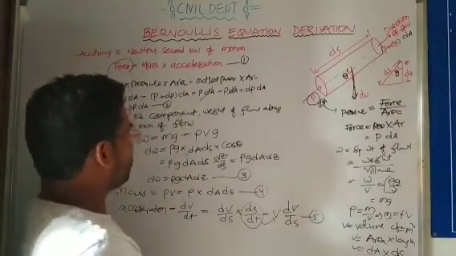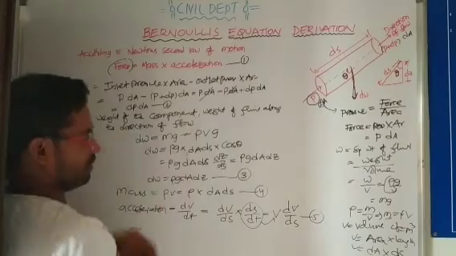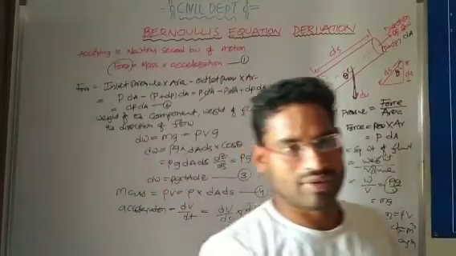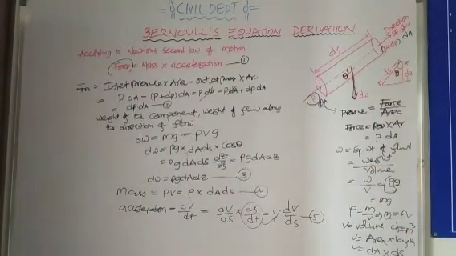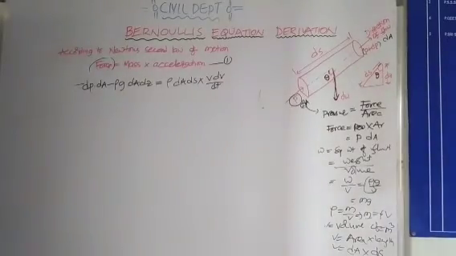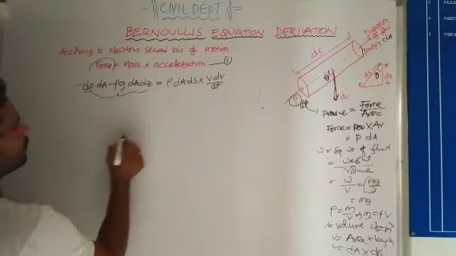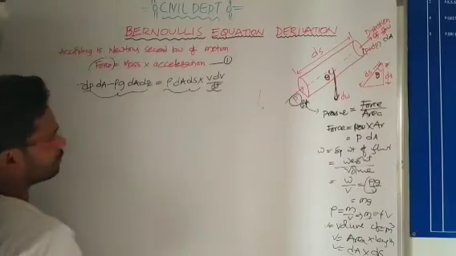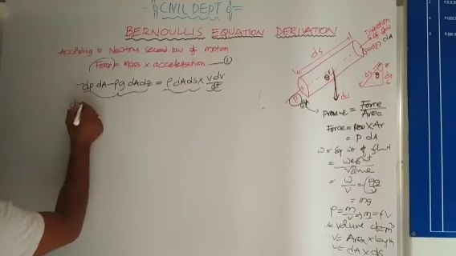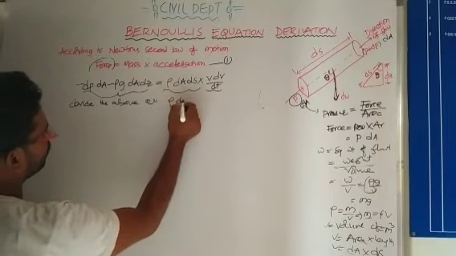So substitute all the equations, number 5, 4, 3, 2, in equation number 1. Substitute all the equations in equation number 1, and you can get the equation. Here we go. Now divide the above equation by rho dA.